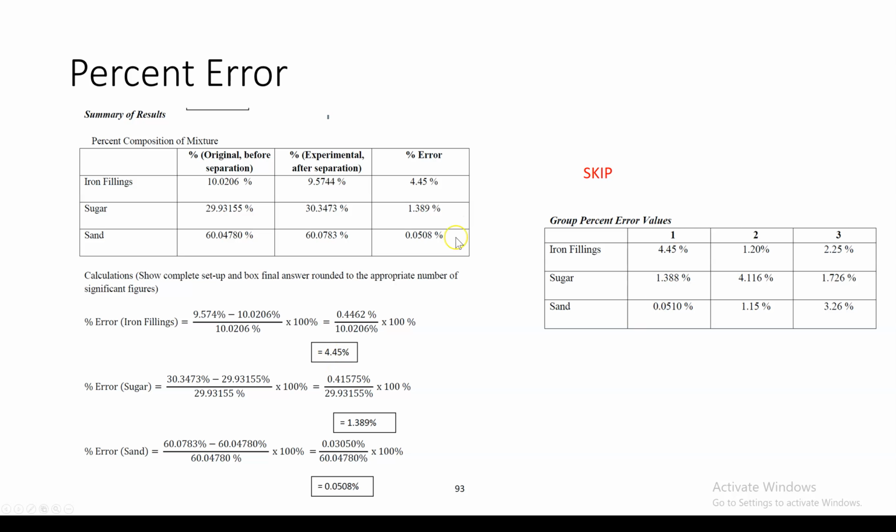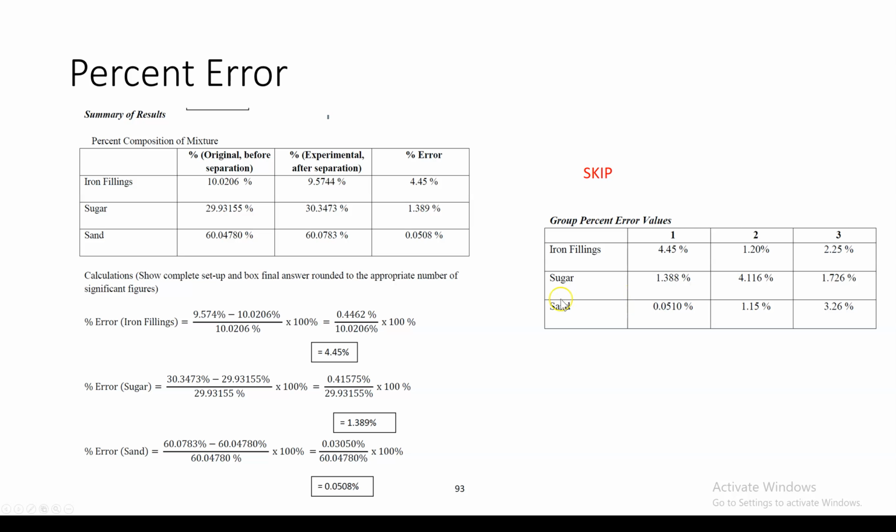Now in your lab report, there is one table where it asks for the group value, and because we're not able to interact with other people and obtain the value from them, you can go ahead and ignore this data table over here. And please submit this lab report by answering the rest of the questions and all of the calculations.